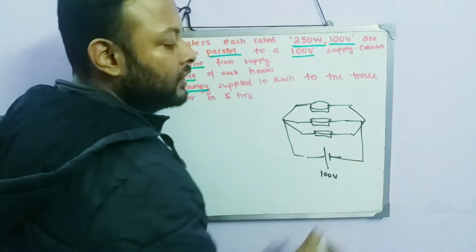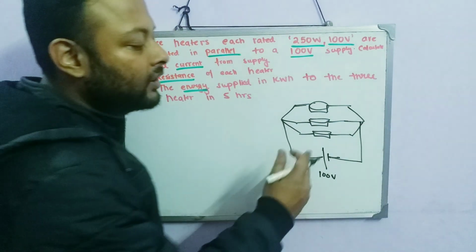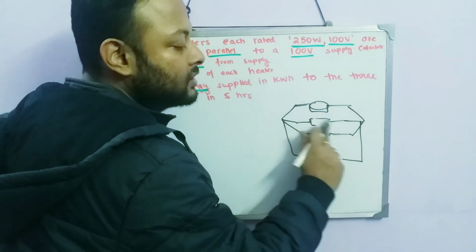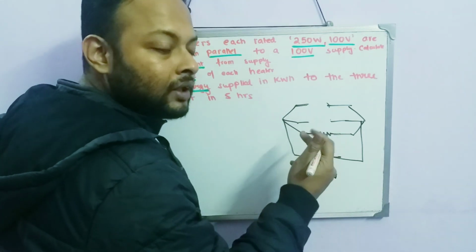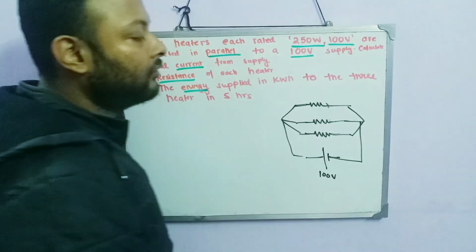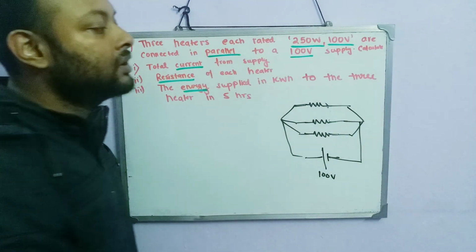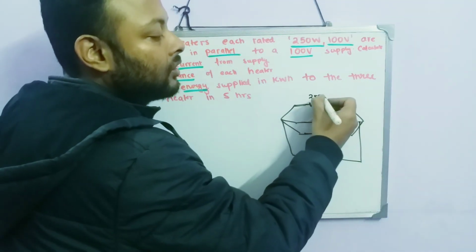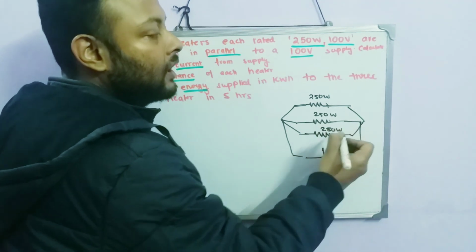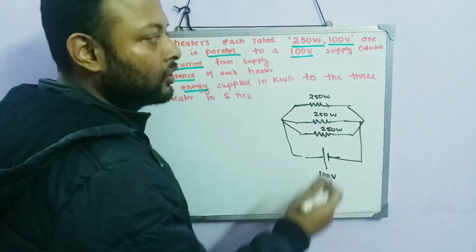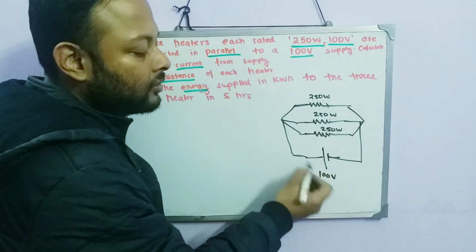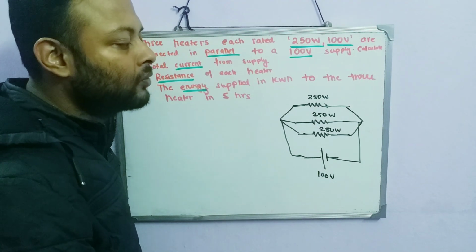But in general, what we do is that in place of drawing the heater like this, we will draw the heater as resistances, because the heater will offer some kind of resistance. And these heaters are rated how much? 250 watt, 250 watt, 250 watt. And they all work at 100 volt. So the heater requires 100 volt to work, and I am also providing 100 volt. So the heaters will perfectly work.